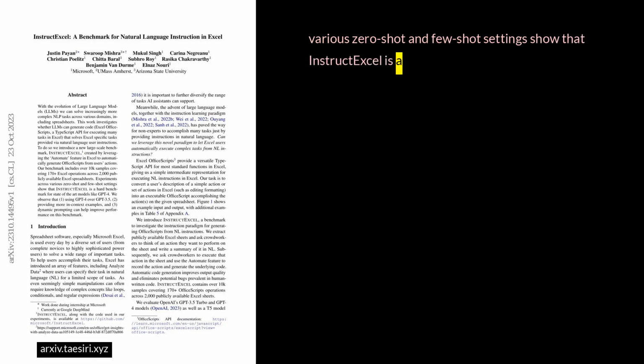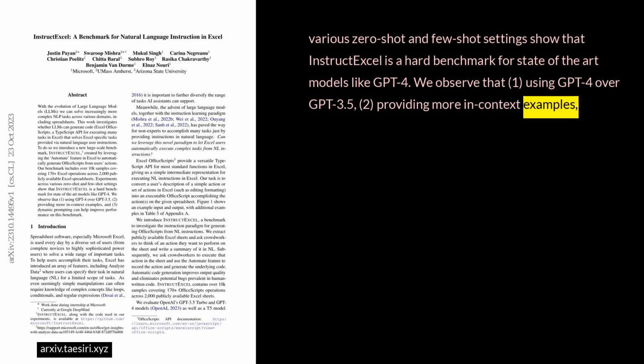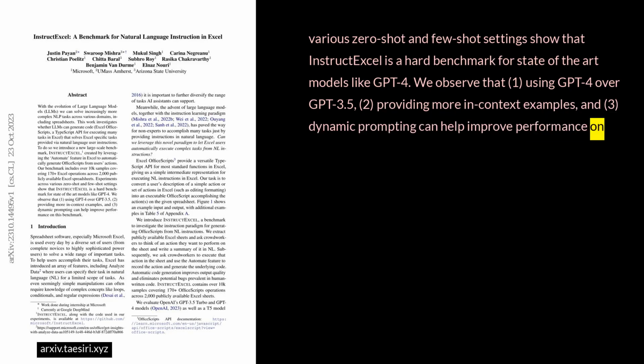Experiments across various zero-shot and few-shot settings show that InstructExcel is a hard benchmark for state-of-the-art models like GPT-4. We observe that 1. Using GPT-4 over GPT-3.5, 2. Providing more in-context examples, and 3. Dynamic prompting can help improve performance on this benchmark.